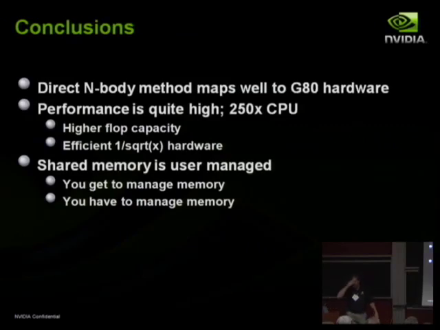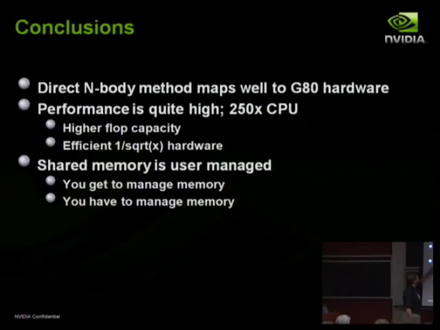So the direct method, because of the reuse of the data, just maps so well to the G80 hardware with this little shared memory that is register speed. You can do all these p-squared operations for just fetching p data, and it just fits so well. We get nice high performance. Depending on who you ask what their CPU code runs at, I think we're getting about 250 times.